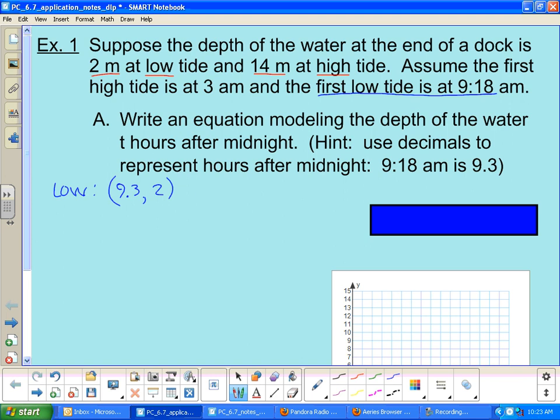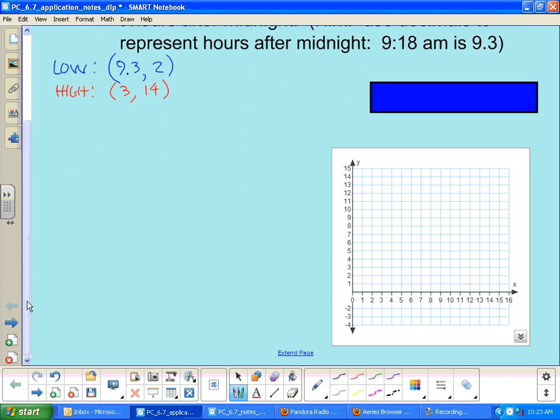The high tide is occurring at 3 a.m. and it has a value of 14. Okay, so these two become the first points that I plot on my graph. So here's my graph. And again, this really shouldn't say x, it's time. And this is not y, but it is height as a function of time. So we're back into function notation.